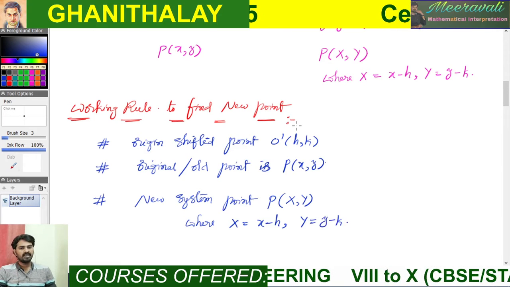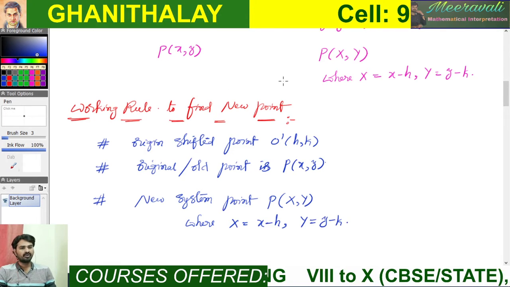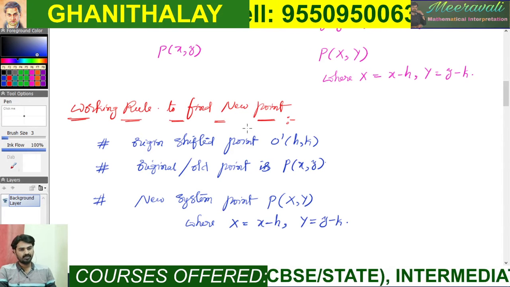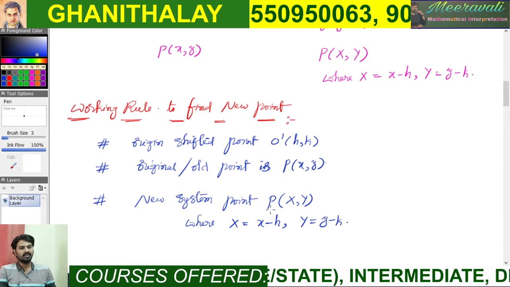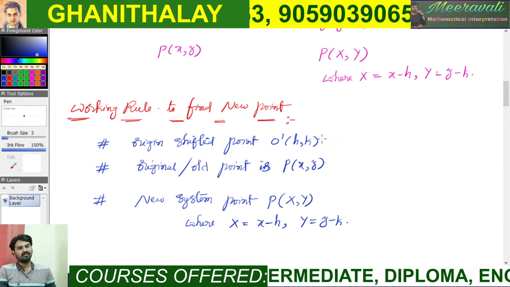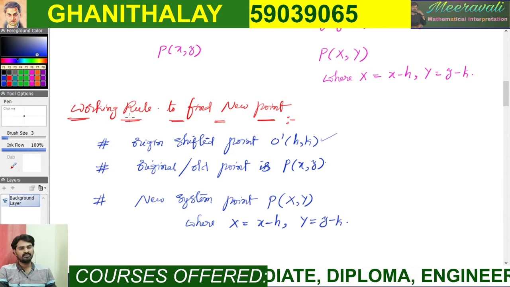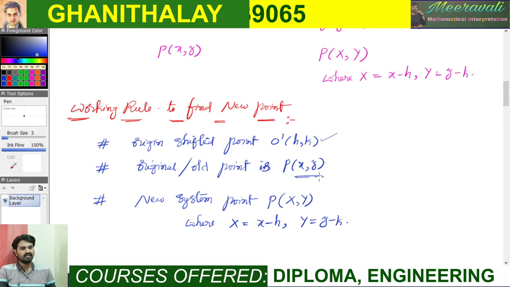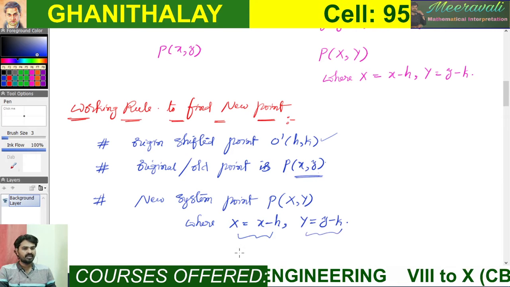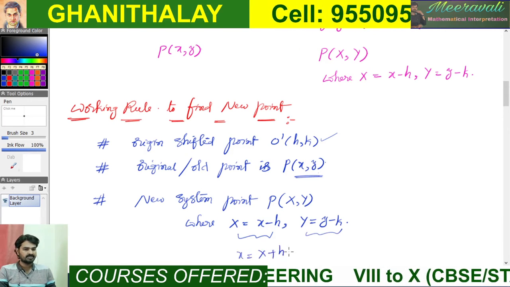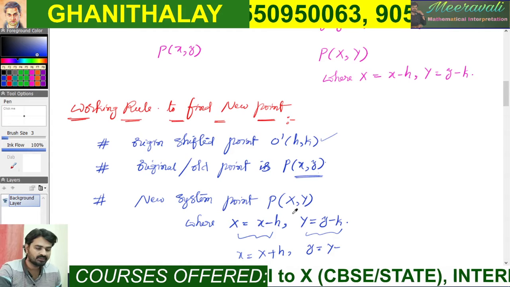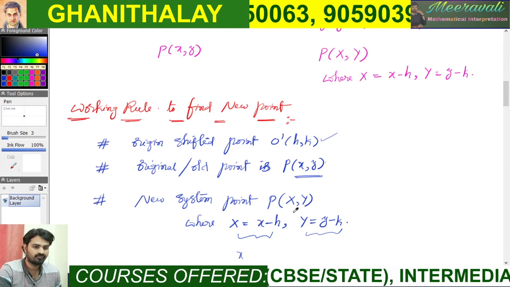In the same way as the working rule to find the new system point, here to find the world system point in the given problem, the new system point has been given. New system point can be taken as capital X, capital Y, and origin shifted point as h comma k. Now to find the world original system point coordinates, you can take small x and small y. Now by using these identities, you can write small x is equal to capital X plus h, small y is equal to capital Y plus k. Okay, if you remember these formulas, you can find anything.